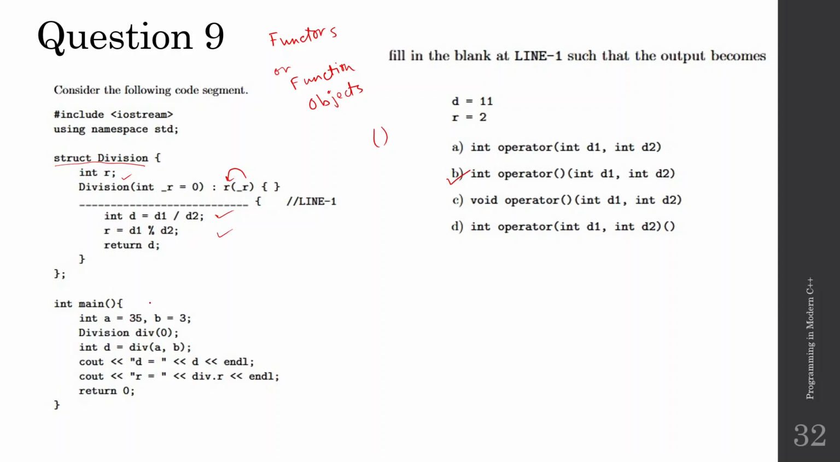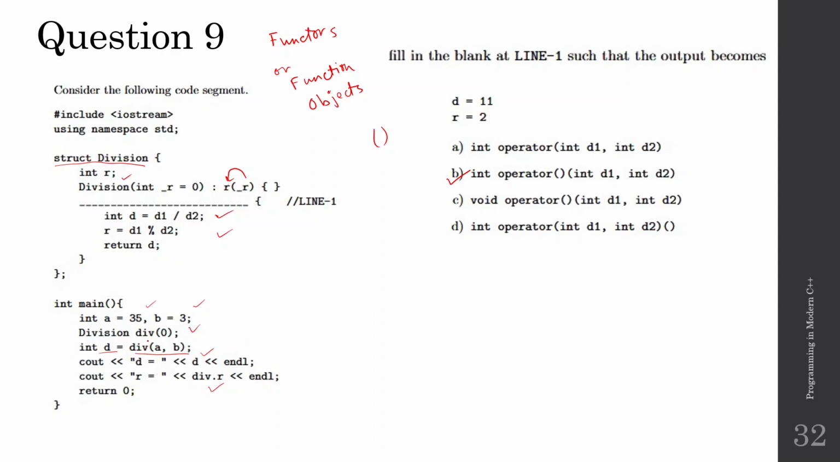Now we come to the main function body. In the main function we have a equal to 35, b equal to 3. We are initializing a division object with 0 as remainder. Now we are dividing: d equal to div(a, b). And then we are printing d and div.R.